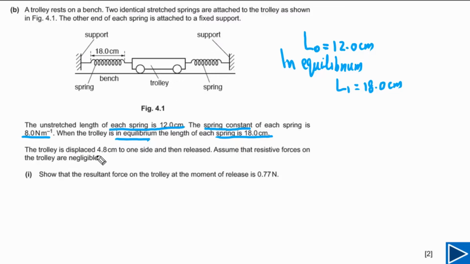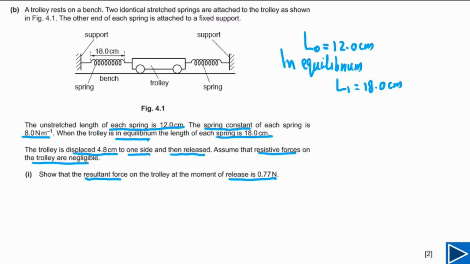Next thing, it is given to us the trolley is displaced by 4.8 centimeters to one side and then released. We can imagine that it is displaced to the right, or you can imagine that it is displaced to the left. And it is also given to us, we can assume that there are no resistive forces acting on the trolley, meaning acting on this system. We have to show that the resultant force on the trolley at the moment it is released is equal to 0.77 newtons. So let's try to understand.